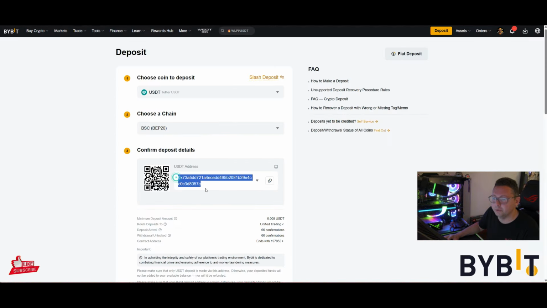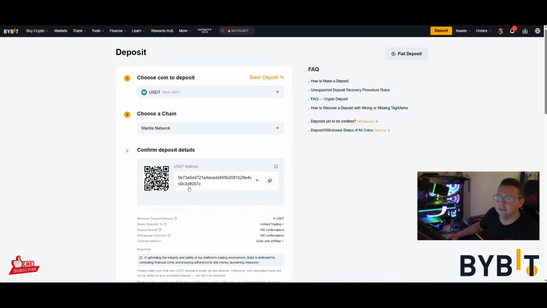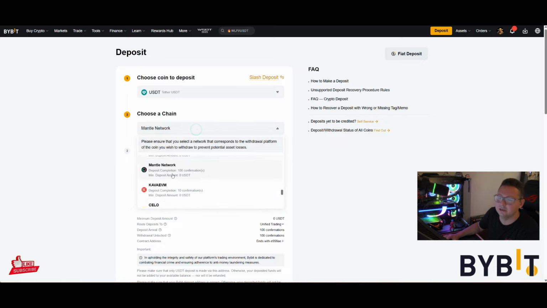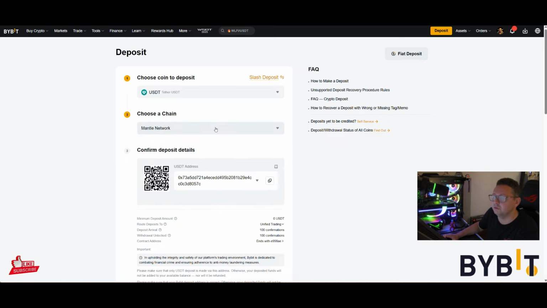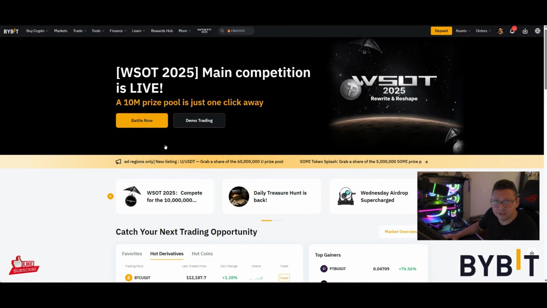So very important, guys, whenever you are transferring money or cryptos around, always select the right coin and also the correct network, because otherwise your cryptos are lost if you, for example, send the USDT not to the BSC20 wallet, but for example to the Mantle network wallet, which is then a different one. Here in this case it's the same, but in other wallets it would be a different one. So this is how easily you can get started by buying cryptos with fiat, guys.